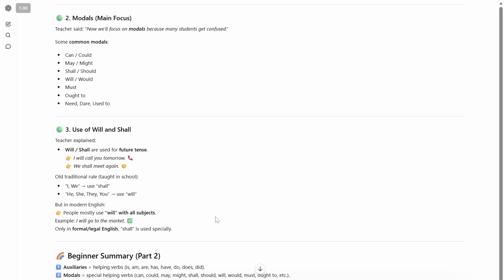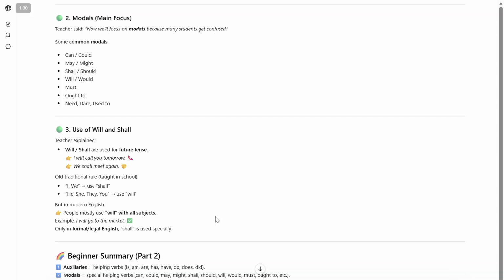Use of will and shall. The teacher explained that will and shall are used for future tense. I will call you tomorrow. We shall meet again. The old traditional rule taught in school: with I and we use shall; with he, she, they, you use will. But in modern English, people mostly use will with all subjects. Example: I will go to the market. Only in formal legal English is shall used specially.